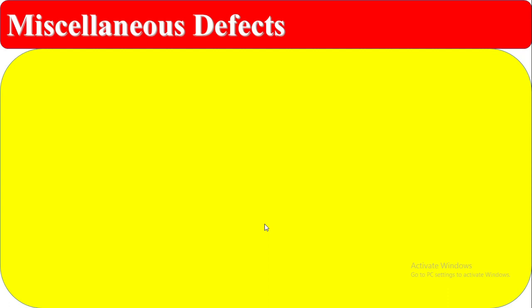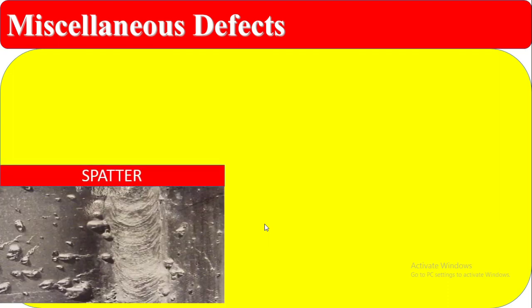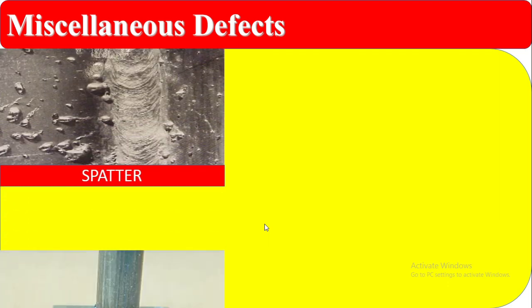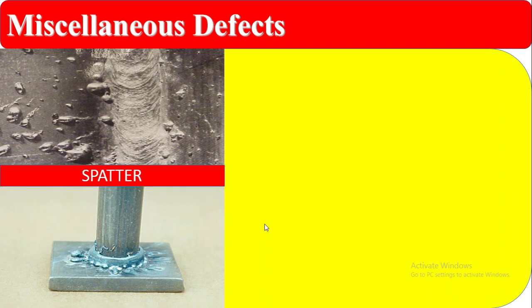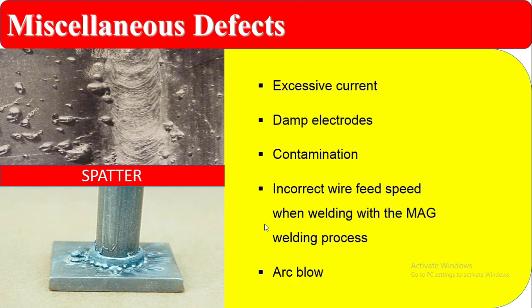Now some miscellaneous defects are there. You can find them in your sample. See spatter: you can find out how it looks like. So you have to mention the spatter in your exam paper. The spatter you have to mark in your paper, that there is spatter.